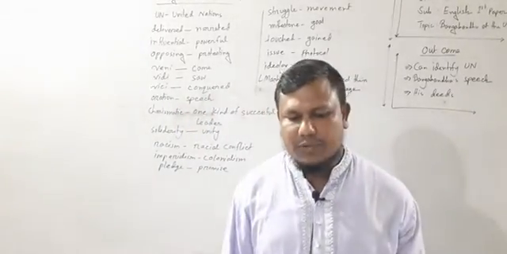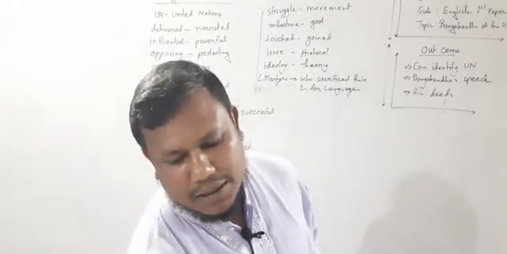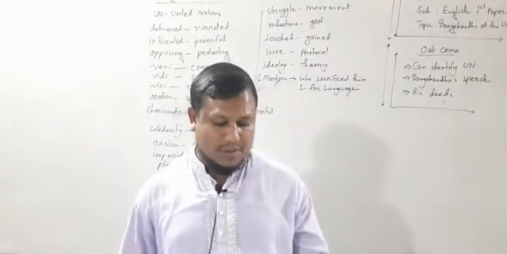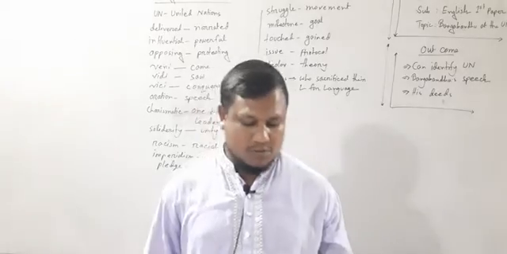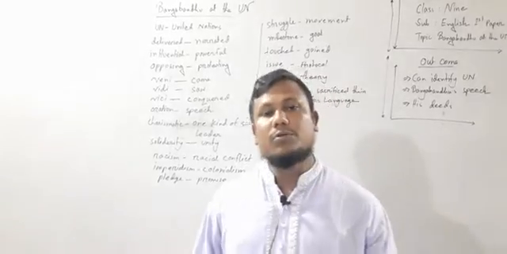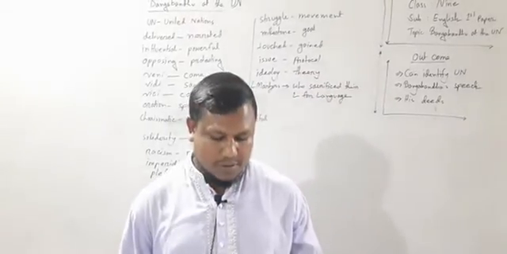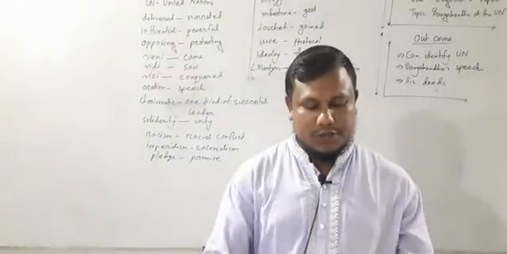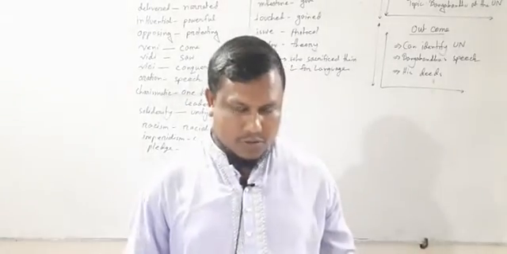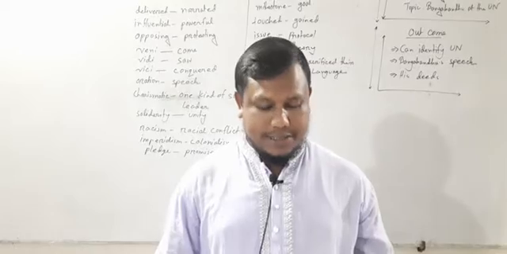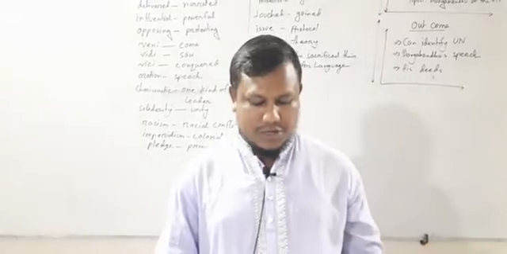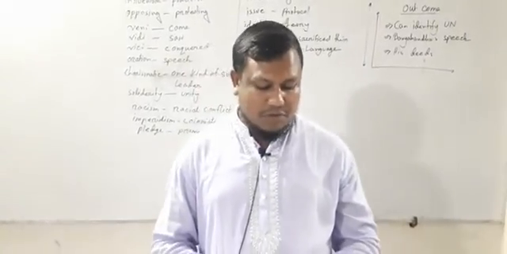My dear students, now I want to say something about my topic. It is English first paper for class 9, Unit 1, Lesson 3, Bangabandhu at the UN. My dear student, I want to read it. You carefully listen to me. Bangabandhu's speech at the UN, or Bangabandhu's speech at the United Nations General Assembly, is a matter of great pride for us.